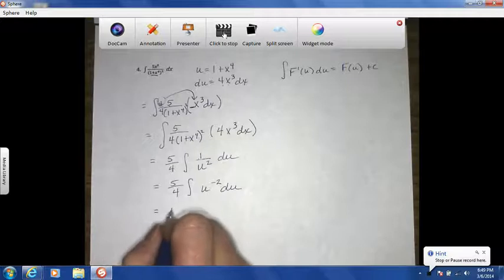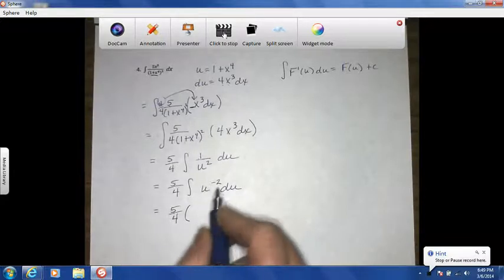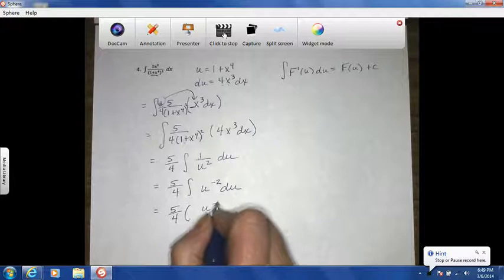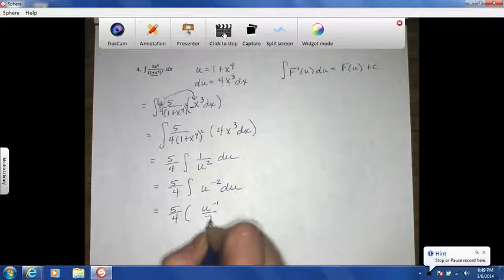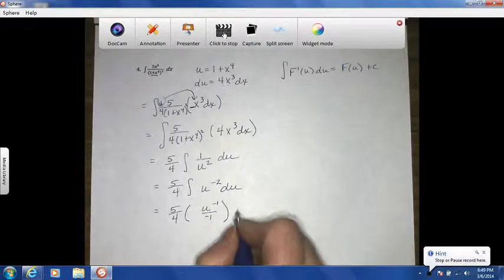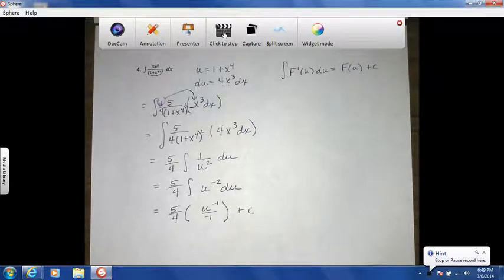So 5/4 I'm going to rewrite. We're going to increase the exponent by 1. That gives us u to the negative 1st. Divide by that new exponent, and then we have plus c, our constant of integration. Cleaning this up, we have negative 5/4 over u plus c.